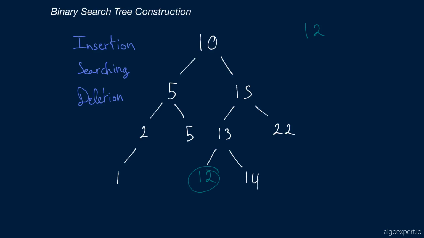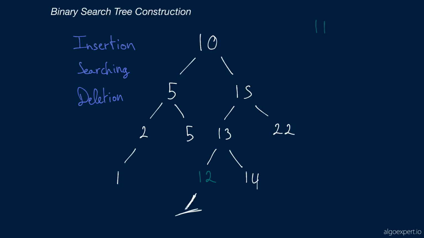Now, let's say we were looking for 11 instead of 12. We would have gotten all the way to this 12 here, and then we'd say, okay, 12 is greater than 11, so let's look to the left of 12. And here, there's nothing here, right? We're at the end of our tree.